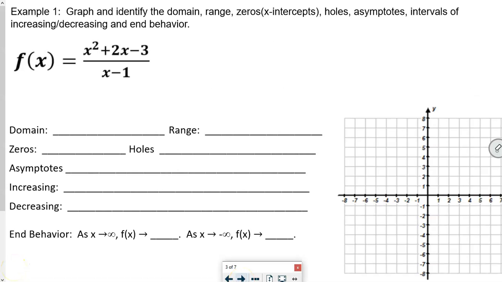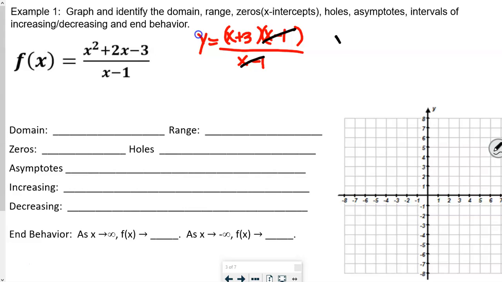So now the first thing we're going to do here is factor our numerator and then see what we can cancel, okay? So we're going to do x and x, that's going to be plus 3, minus 1, over x minus 1. So hopefully you see that this repeated factor, which will end up being our hole, is what cancels out. So this is going to be x plus 3.